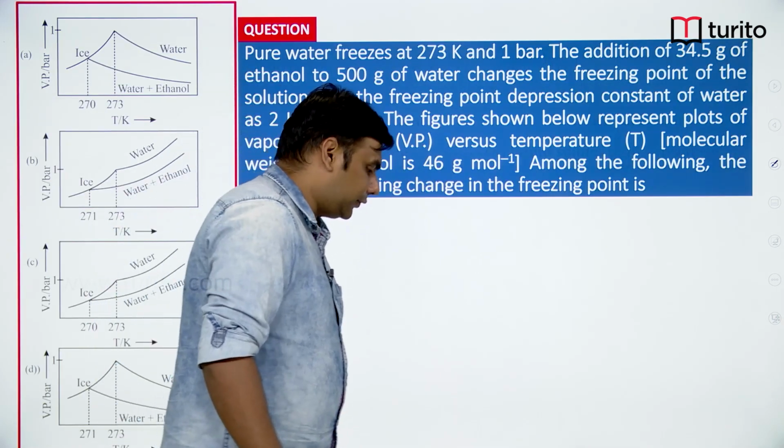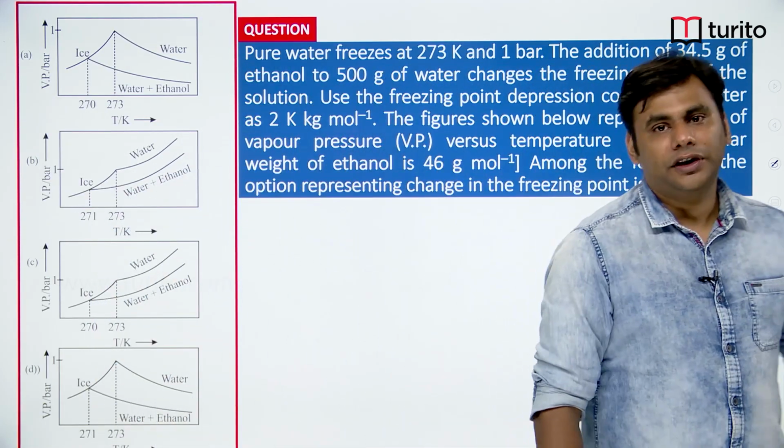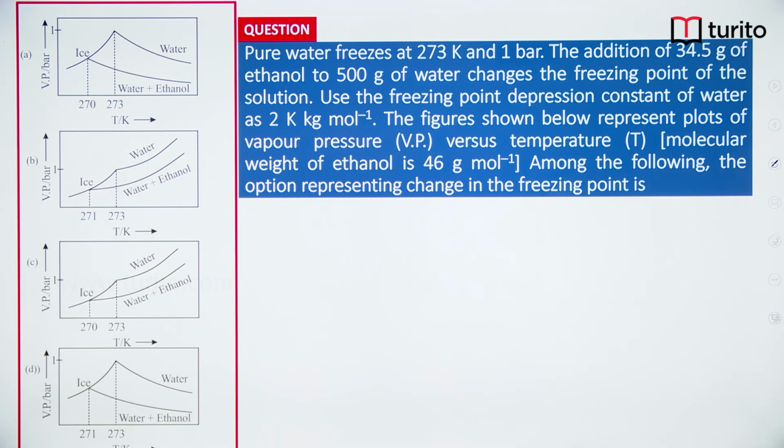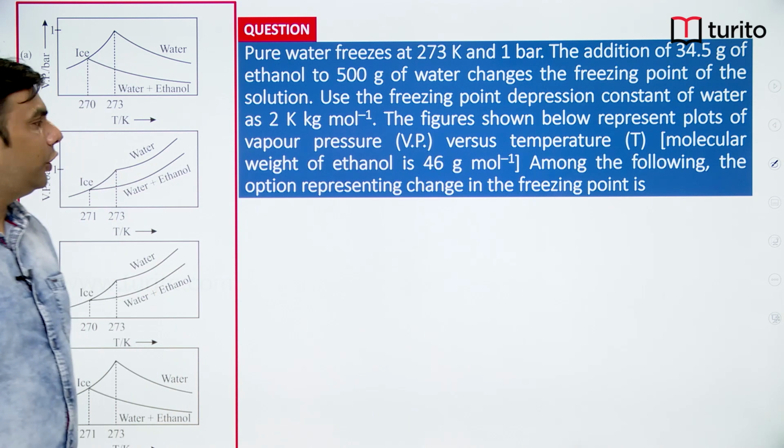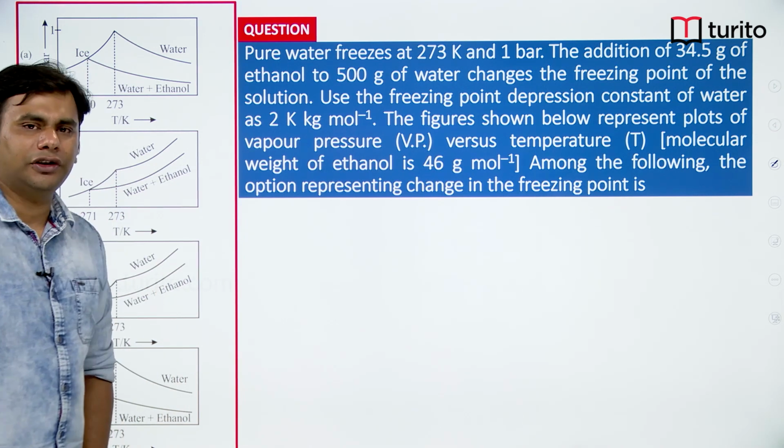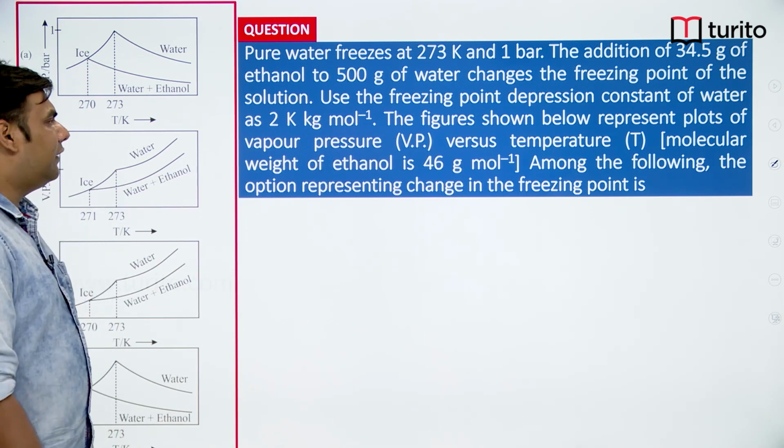Okay, now let us look at this question. So this was a previous year question, JEE Advanced question. It says that pure water freezes at 273 Kelvin and 1 bar. The addition of 34.5 gram of ethanol to 500 gram of water changes the freezing point of the solution. Use the freezing point depression constant of water as 2 Kelvin kg per mole.